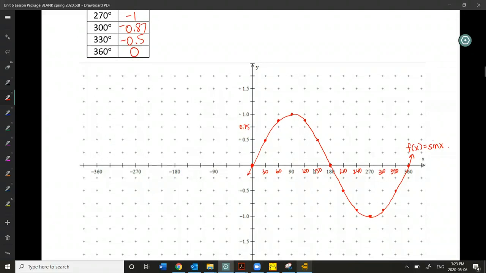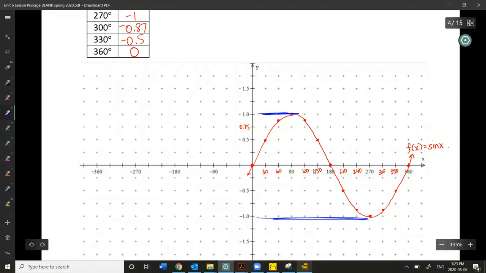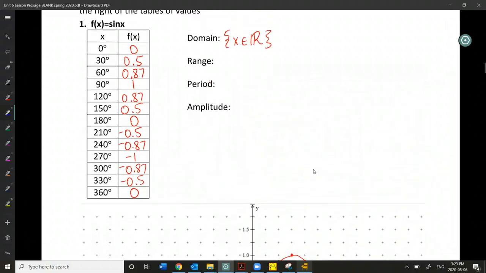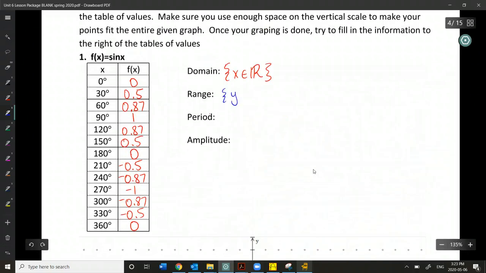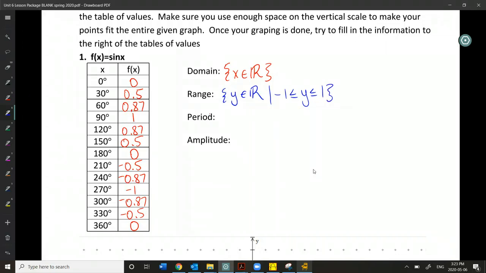However, you will notice here that if this continually repeats, there is a maximum and a minimum here. And that maximum is 1, and the minimum is -1. So what we want to say for our range here is that y comes from the set of all real numbers, but it needs to stay between 1 and -1, and it can also equal those because we actually see those on our table of values here.